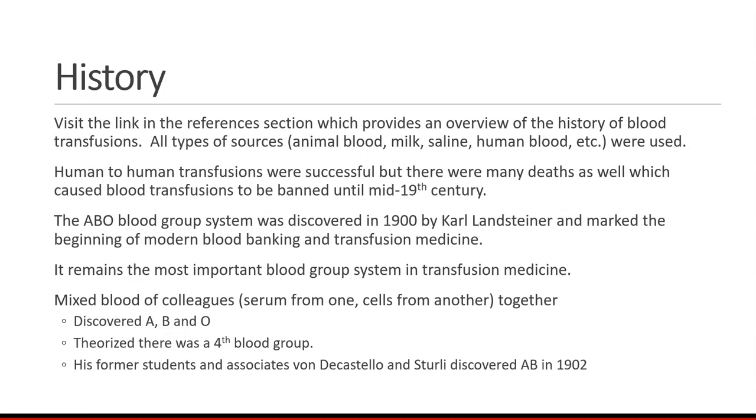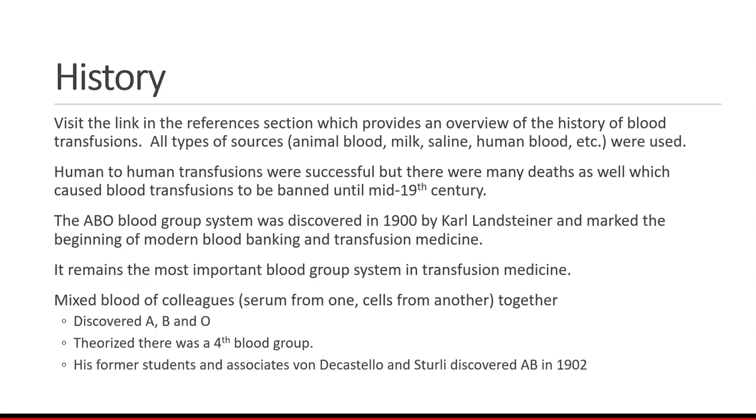The history of blood transfusion medicine is fascinating, and if you need a break from your studies, I encourage you to visit the links in the reference section of the course, which provides an overview of the history of blood transfusions. All types of sources, animal blood, milk, saline, human blood, and others, were used for transfusion. Why would they want to use milk? I don't know. Human-to-human transfusions were successful, but there were many deaths as well, which caused blood transfusions to be banned worldwide until the mid-19th century.